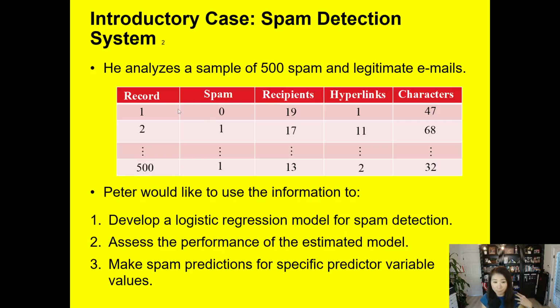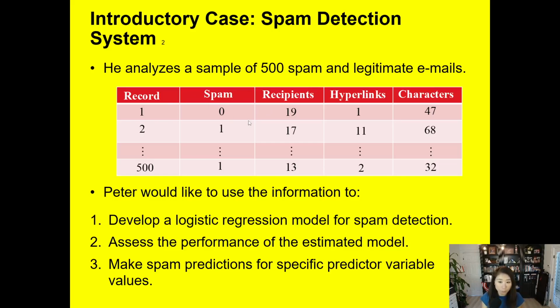Now let's look at the first email. The first email is characterized by whether it is spam or not, how many recipients received that email, whether it has a hyperlink in the email, and also how many characters are in that email, how many letters in that email, including the spaces. So basically those 4 columns are used to characterize each email.